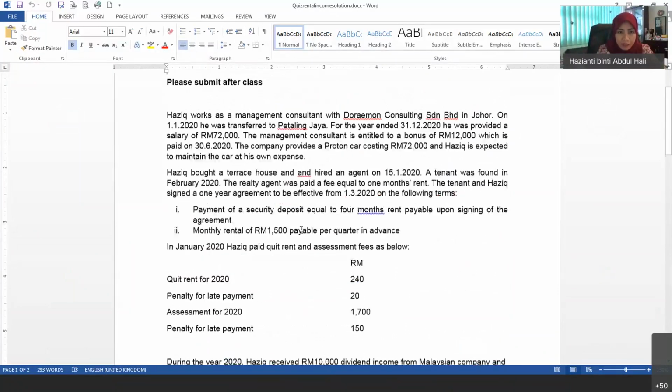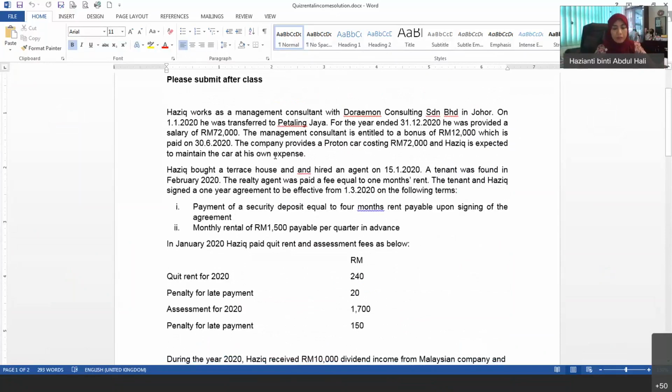So, what we have here is Haziq, eh, work as a management consultant with Raymond Consulting in Johor. On 1st Jan 2020, he was transferred to PJ. For the year ended 31st December 2020, he was provided a salary of 72,000. And this is for a year, eh? Management consultant entitled to a bonus of 12,000, which is paid on 30th June 2020. The company provides a Proton car costing 72,000 and Haziq is expected to maintain the car at his own expense.